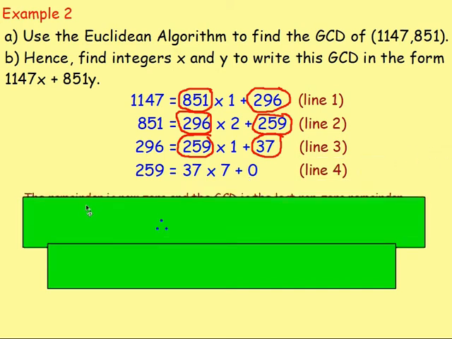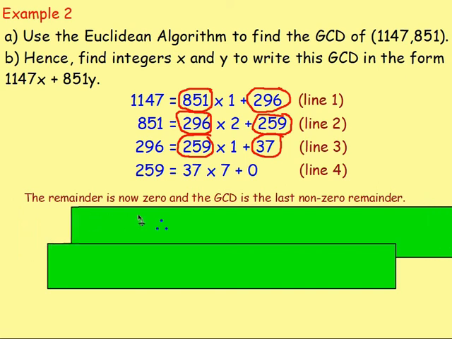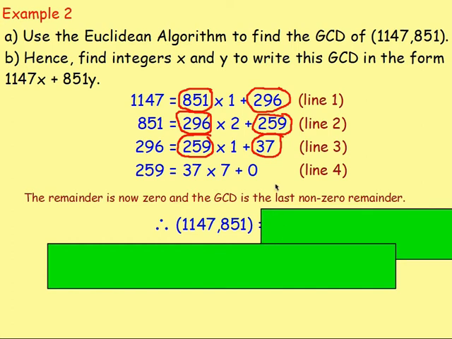Because the remainder is 0, we stop, and the greatest common divisor is that last non-zero remainder. And the last non-zero remainder was 37. So that will be the greatest common divisor.